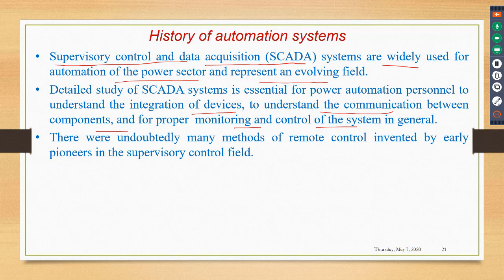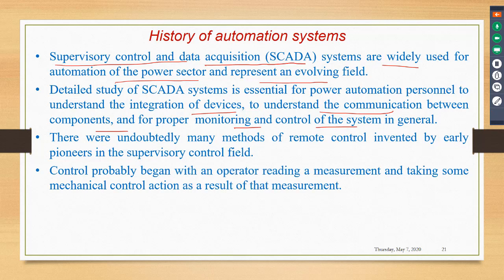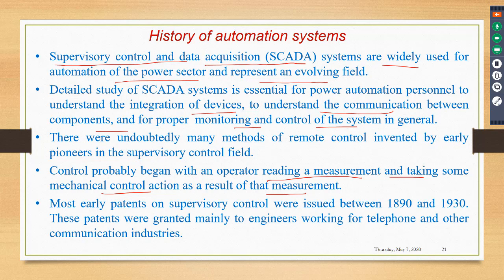There were undoubtedly many methods of remote control invented by early pioneers in the supervisory control field. Control probably began with an operator reading a measurement and taking some mechanical control action as a result of that measurement. So this is the first control action, through the operator, just by taking some reading and taking some mechanical action.